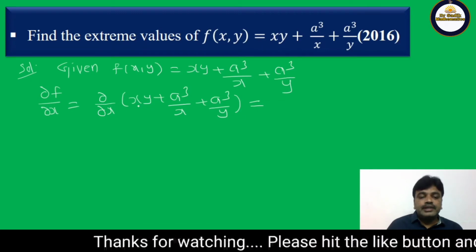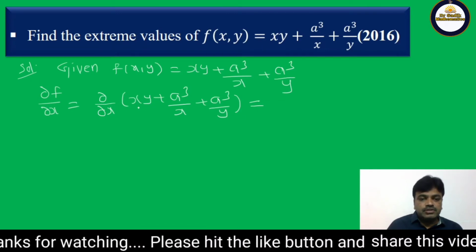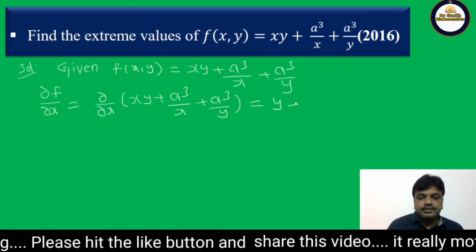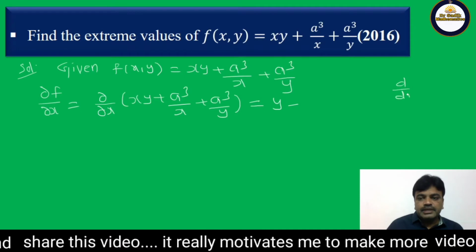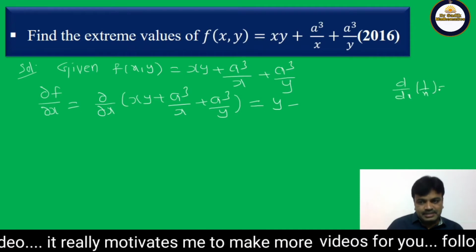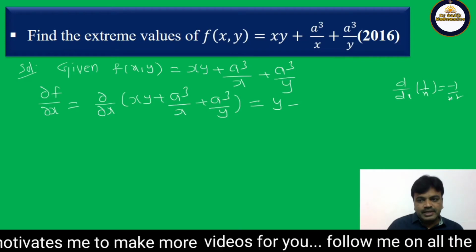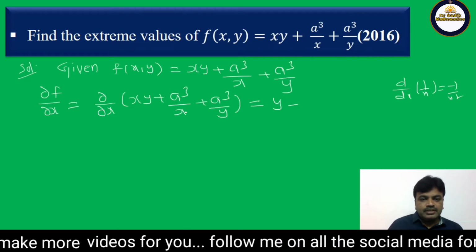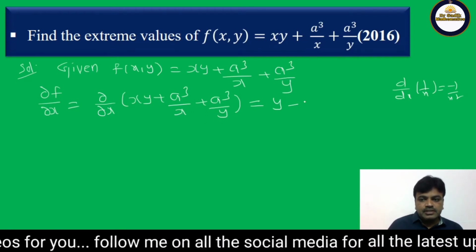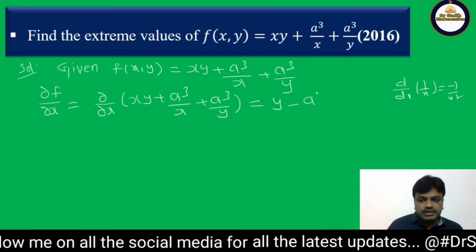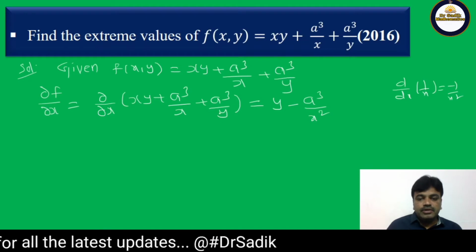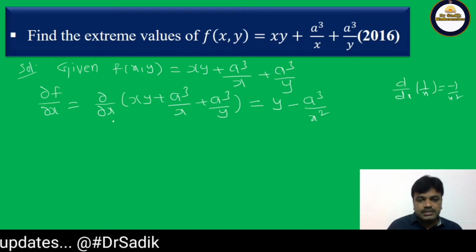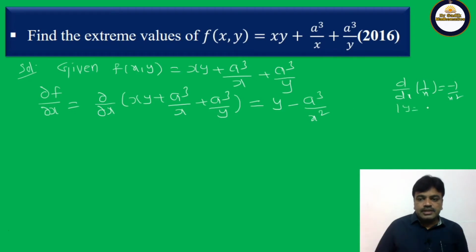The derivative of x is 1, y is constant, so we get y. The derivative of 1/x, we know d/dx of 1/x is minus 1/x², so we get minus a³/x². And the derivative of a³/y with respect to x is 0, because with respect to x, y is treated as constant.